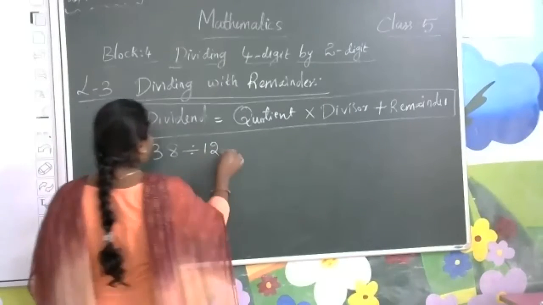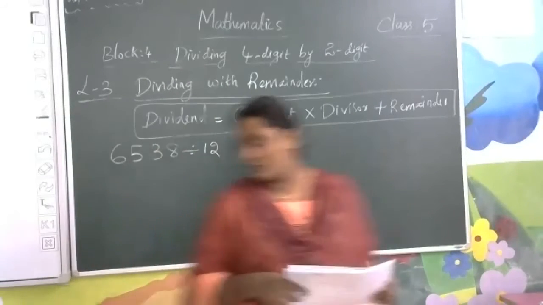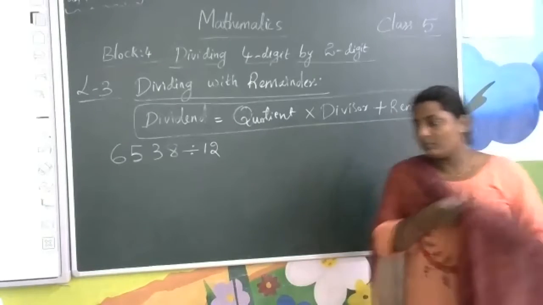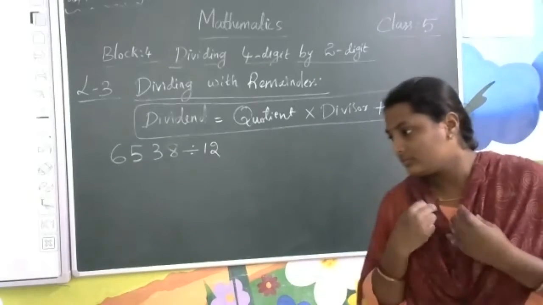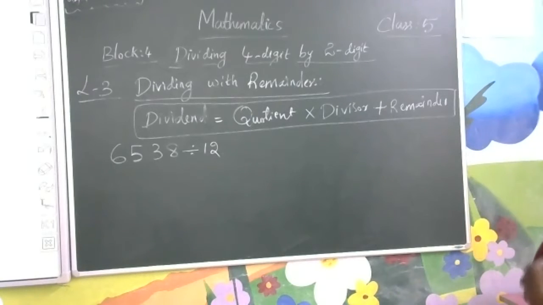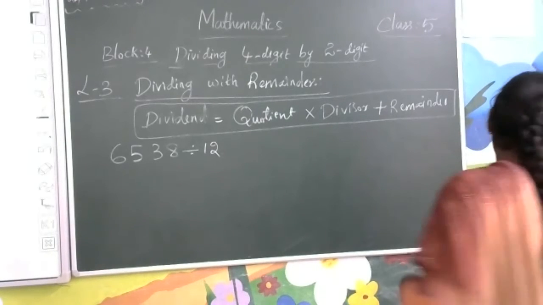6,538 divided by 12. Tables: 12 tables. How many of you know the 12 table? Doubt. So many students don't know the 12 table. So we check.